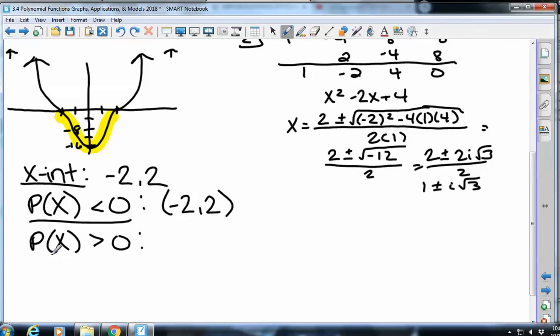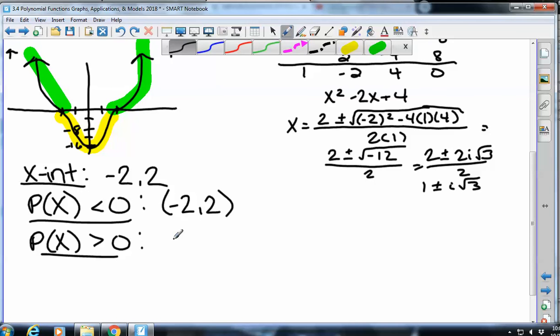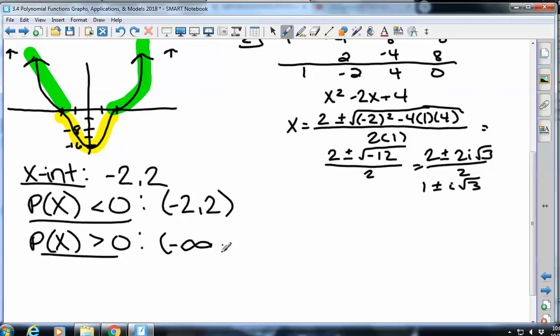So where is the graph greater than 0? You're above the axis here and here. So that's negative infinity to negative 2 and positive 2 to infinity. So those last questions you could answer just by looking at the graph you had drawn.